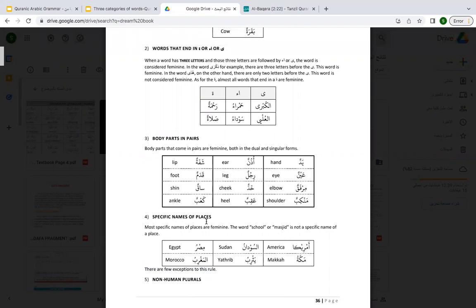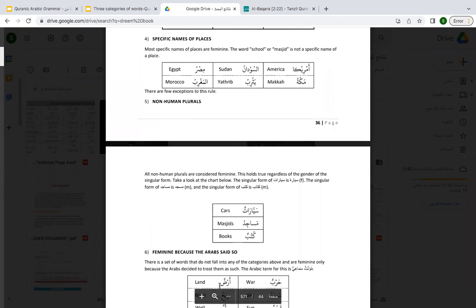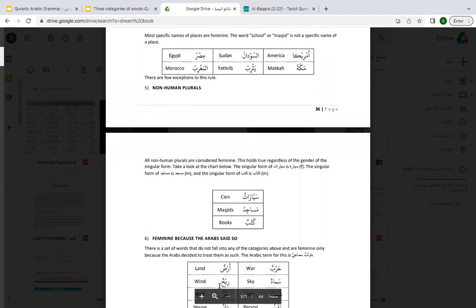Yes, Shima, it is feminine because the Arabs said so, right? Its alif mamduda was not preceded by 3 letters, so the word was supposedly masculine, but Arabs treated it as feminine. That is why we call it a heard feminine, and we do not call it feminine by sign. So the specific names of places and these exceptions, always be careful about them. And then your non-human plurals, no matter what the singular is, all non-human plurals are considered feminine.